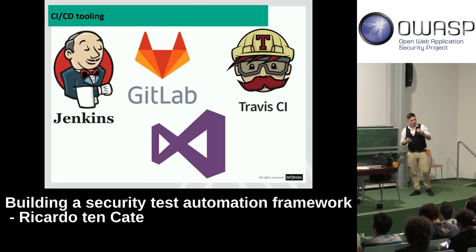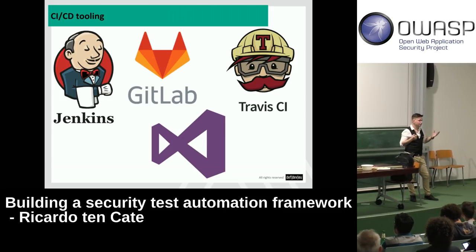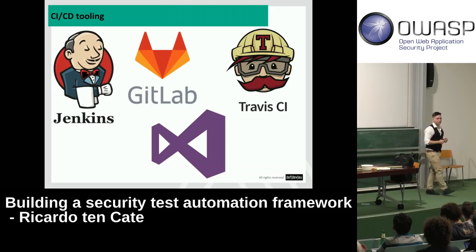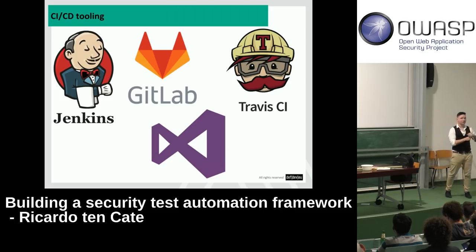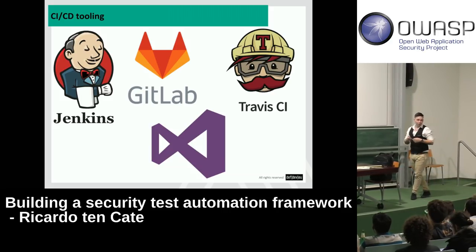Right? Because who here from the developers is doing CI/CD? Continuous integration, continuous deployment. Well, that's pretty darn awesome, because if you're already doing this, the step to security test automation is rather small, right? Because you can easily hook your security tools into your CI/CD pipeline.